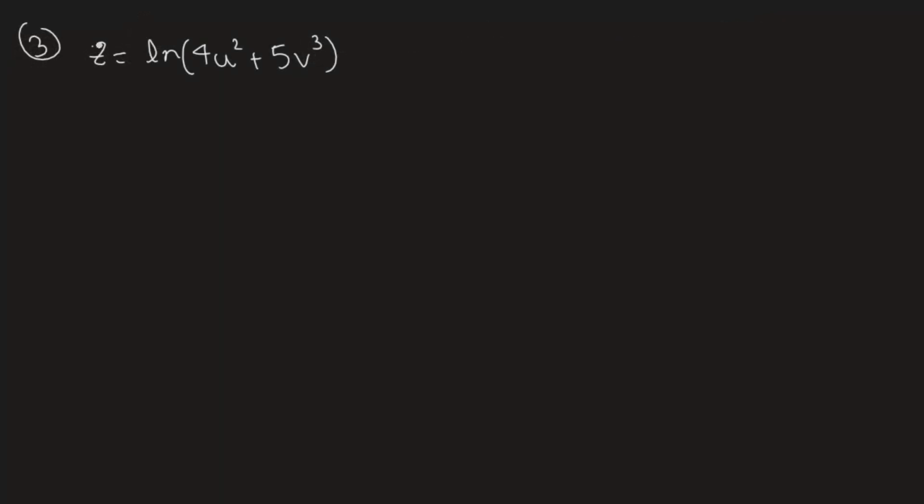Alright guys, this is our third problem. Here we have z equals ln of 4u squared plus 5v cubed. So we'll have to find the derivative of this function. Here, you guys notice that this is not x and y, this is u and v. So we have to find the derivative of this with respect to what? With respect to u, correct? And then with respect to v, right? Because this function is in the form of u and v. Or you can simply write f sub u or f sub v, it's the same thing.